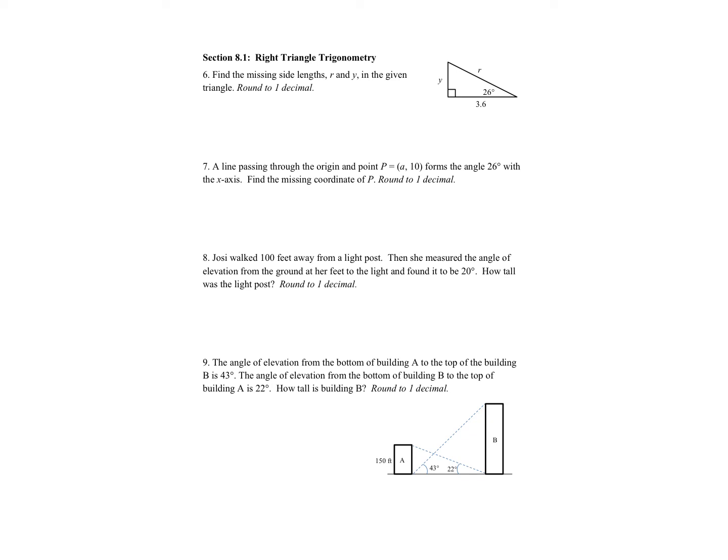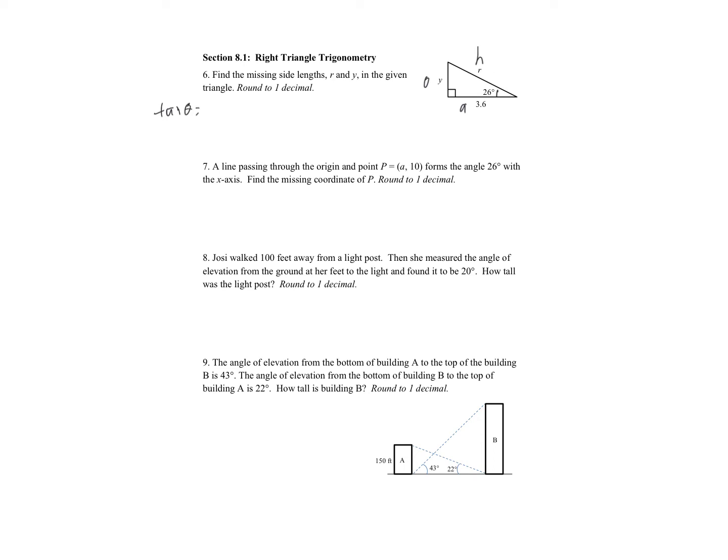Now find the missing side lengths R and Y for the given triangle. If we look here, we know we have this angle and this side, so we can use our SOHCAHTOA. We have our adjacent side here, our opposite side here, and our hypotenuse here. First, if we want to solve for this y, that would be our opposite, so it would be opposite over adjacent, which we know is tangent.